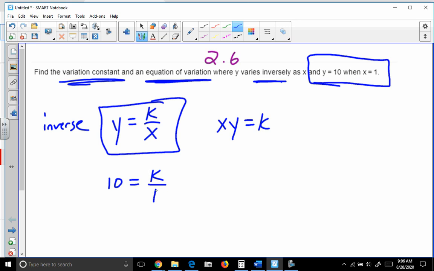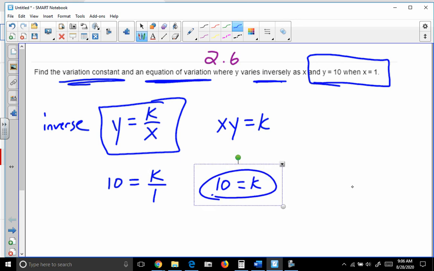Well, since x is 1, k divided by 1 is just k, so we have k by itself. So that is k. That's our variation constant. So our equation of variation is y equals 10 over x. So we use the data point that's given in order to find our constant. And once we get our constant, then we can write our equation of variation.